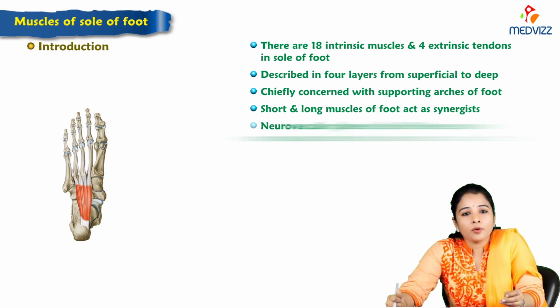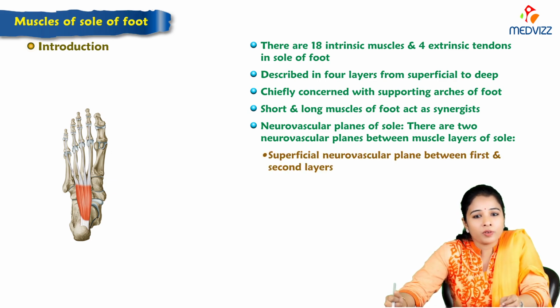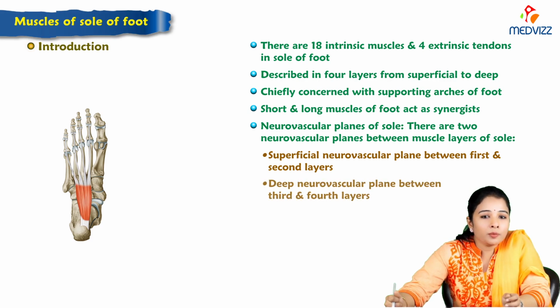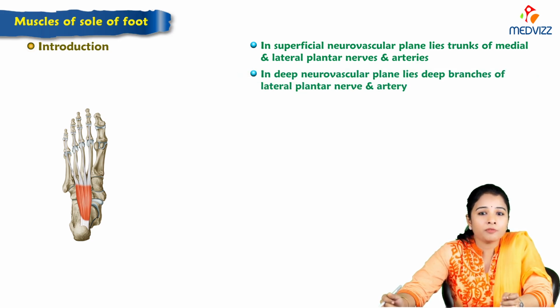Talking about the neurovascular planes in the sole, there are 2 neurovascular planes between the muscle layers of the sole. The superficial neurovascular plane is between the first and second layers. The deep neurovascular plane is between the third and fourth layers. The superficial neurovascular plane contains the trunks of the medial and lateral plantar nerves and arteries, whereas the deep neurovascular plane has the deep branches of the lateral plantar nerve and arteries.